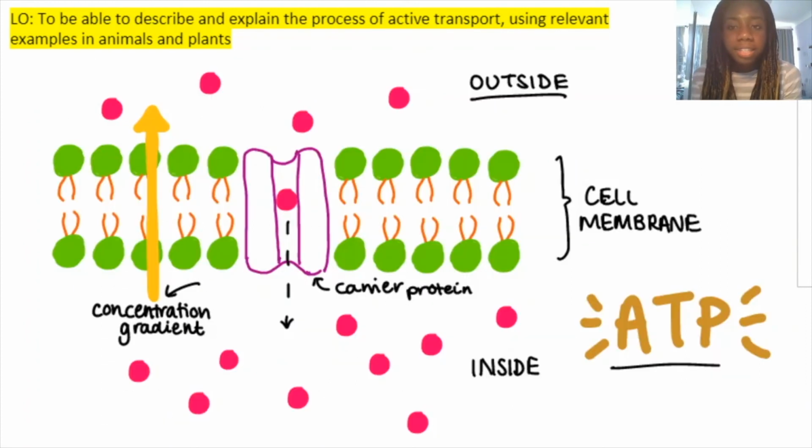By the end of this video, you should be able to describe and explain the process of active transport and also describe the relevant examples that we've used of glucose transport in the small intestine and mineral transport in the roots of plants. So next, I'd recommend to do some questions comparing all three methods of transport, which are diffusion, osmosis, and of course, active transport.